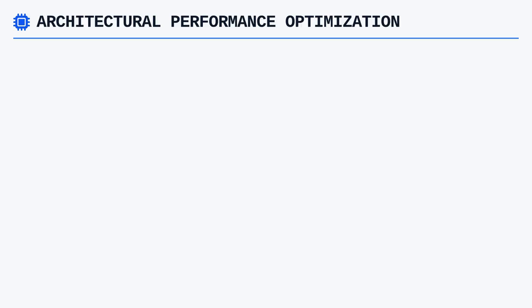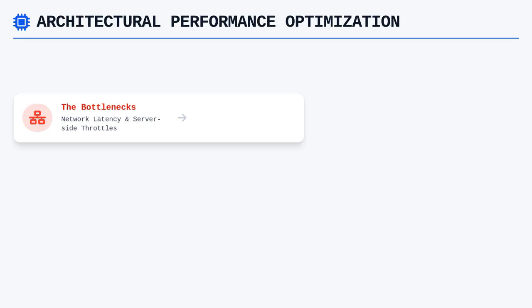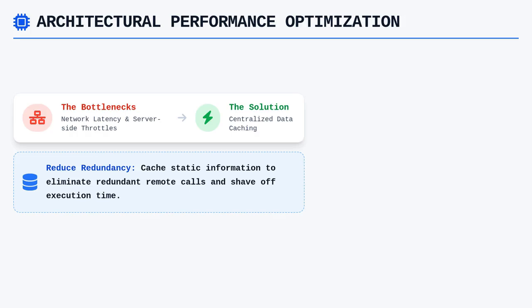Finally, we must consider the broader architectural impact of data caching and cross-network communication. Every time a robot queries a remote server or a database, it is susceptible to network latency and server-side throttles. Implementing a centralized data cache for frequently used static information can drastically reduce the number of redundant calls and shave significant time off your process execution.